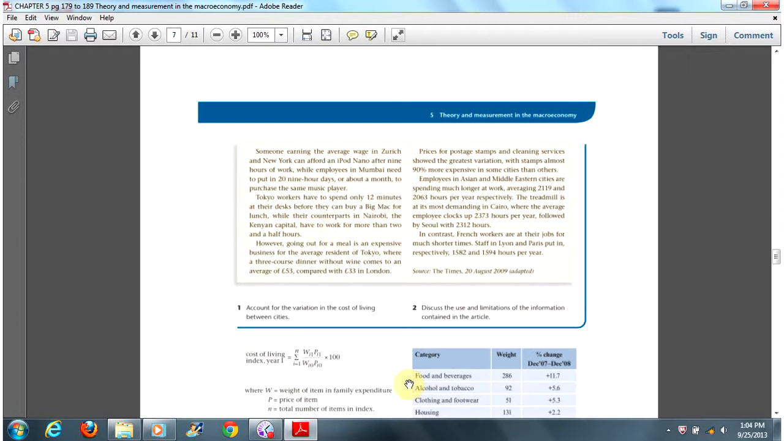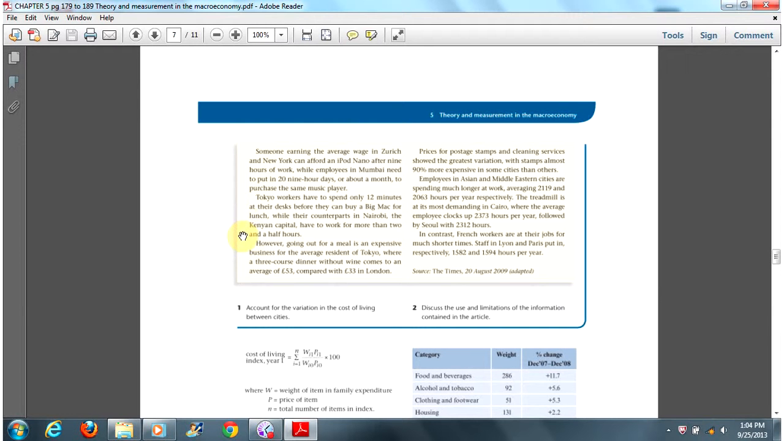Someone earning the average wage in New York can afford an iPod Nano after 9 hours of work, while employees in Mumbai need to put in 29-hour days, or about a month, to purchase the same music player. Tokyo workers have to spend only 12 minutes at their desk before they can buy a Big Mac for lunch, while their counterparts in Nairobi, the Kenyan capital, have to work for more than 2.5 hours.